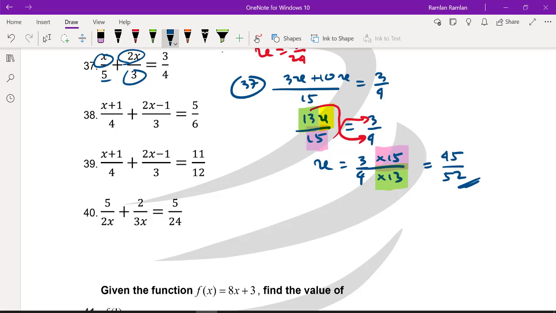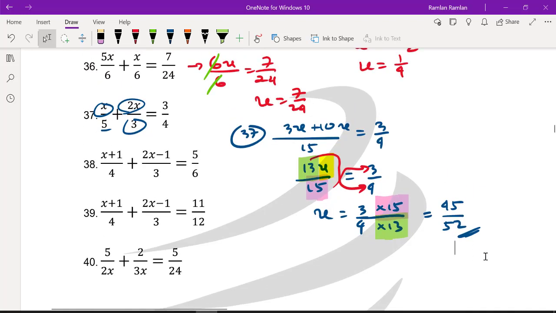Okay, so number 38, 39, 40, all of them are the same. I would like you to try it by yourself. Okay, so 40 is a little bit different, but it's actually the same thing. You can actually do it something like this, guys. So you can do what we call a cross multiplication. So I'm going to show you for number 38.